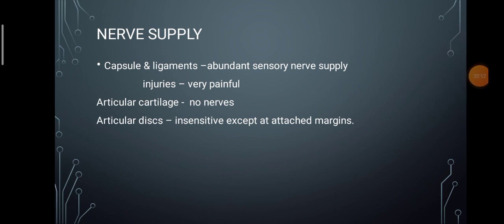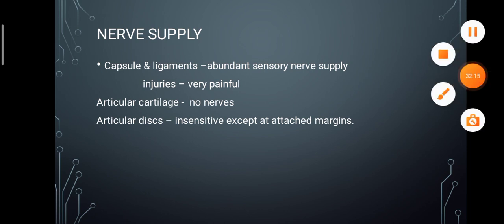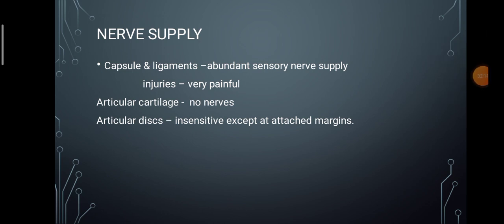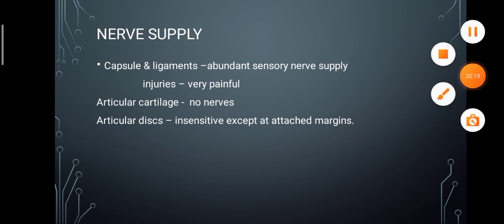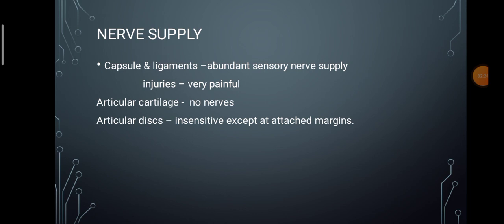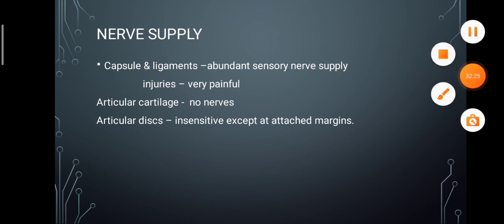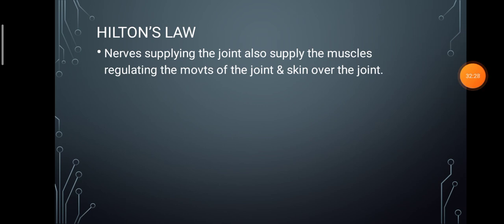And articular cartilage is not innervated by nerves. Articular disc is insensitive, except at the attached margins. Now what is this Hilton's law? That is, nerves which are supplying the joint also supply the muscles regulating the movements of the joint and also supply the skin over that joint.